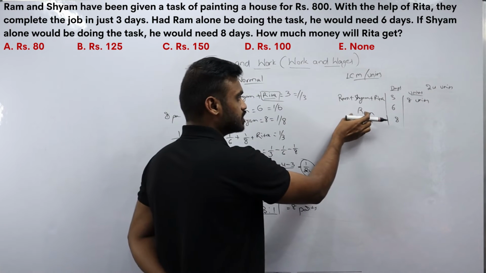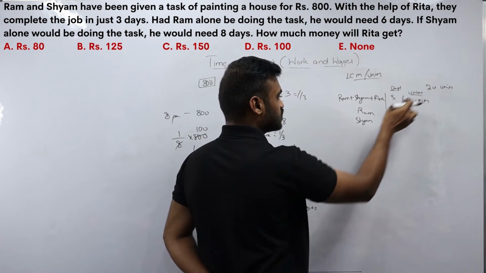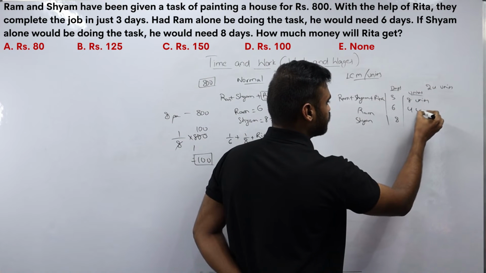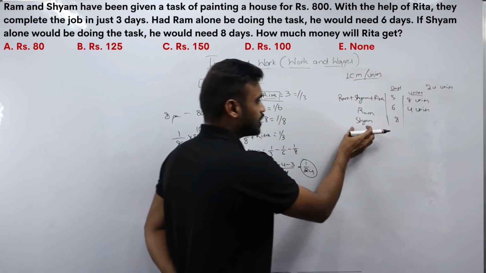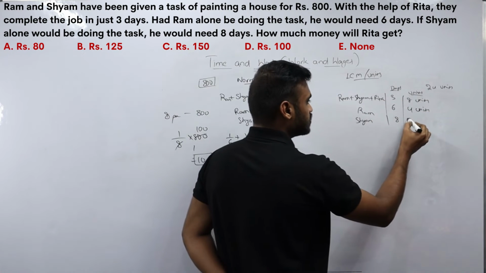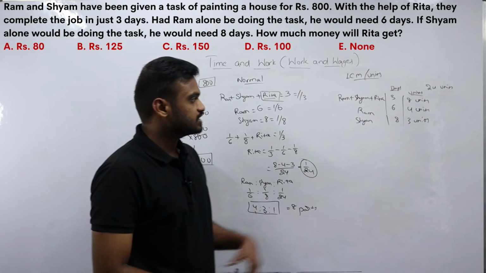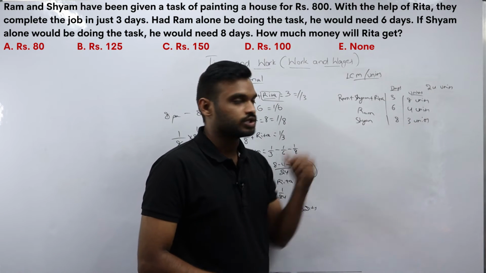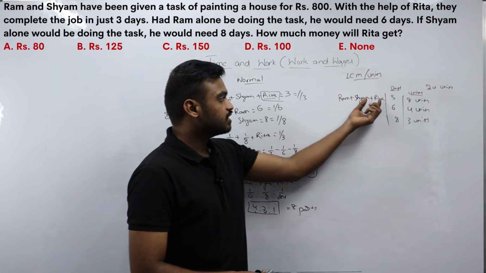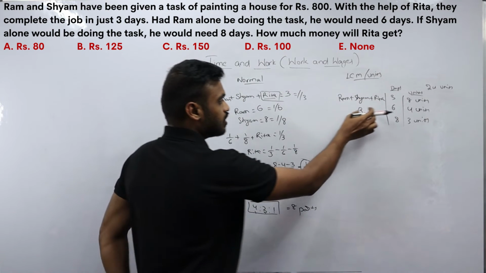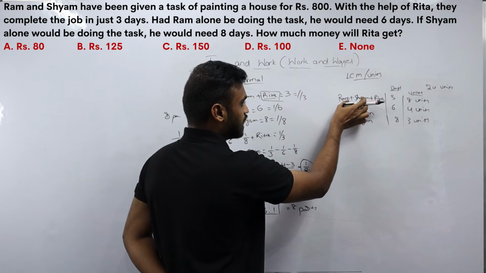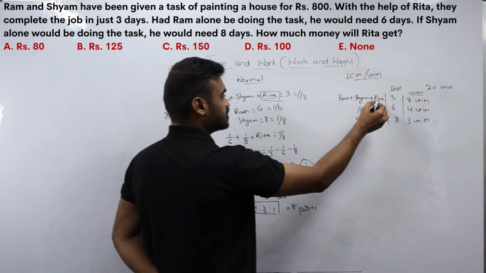Also Ram can complete the total work of 24 units in 6 days, so per day he completes 4 units of work. Sham also completes 24 by 8, that is 3 units per day. So the ratio of efficiency of Ram and Sham is 4 is to 3. But we don't know the efficiency of Rita here. If I substitute Ram and Sham's values in Ram, Sham and Rita, I will come to know the efficiency of Rita.